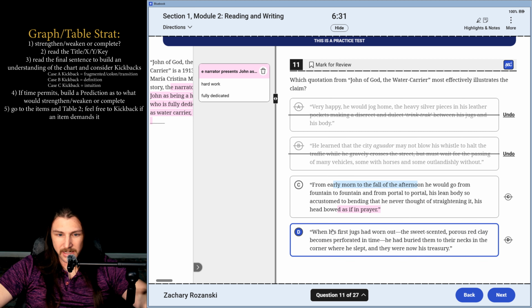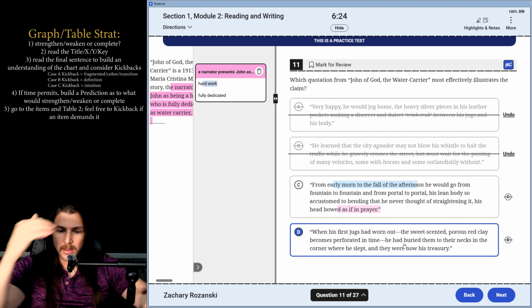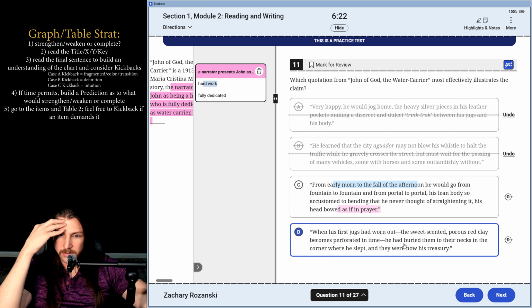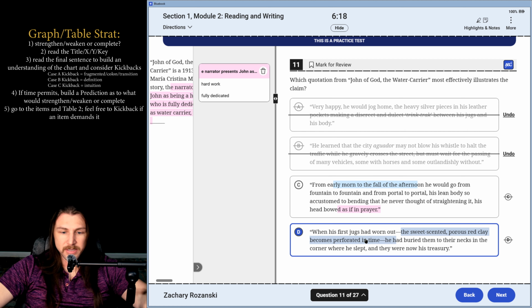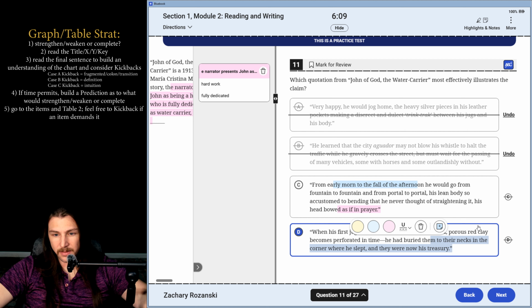Maybe this engages the hard work here, but the notion of fully dedicated to prayer and hard work are there. When his first jugs had worn out, the sweet-scented porous red clay becomes perforated. So this is something that happens to everybody. This doesn't necessarily show that he's hard working. He buried them to the next, where they are now his treasury. Oh, this is just maybe that he's using them to conceal something else.